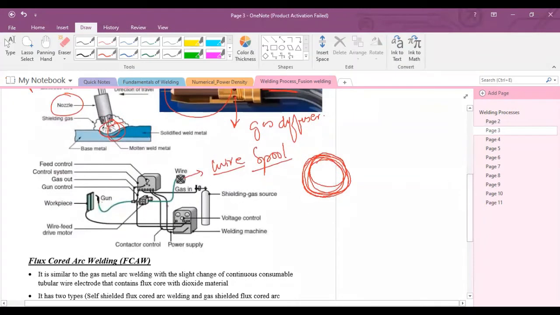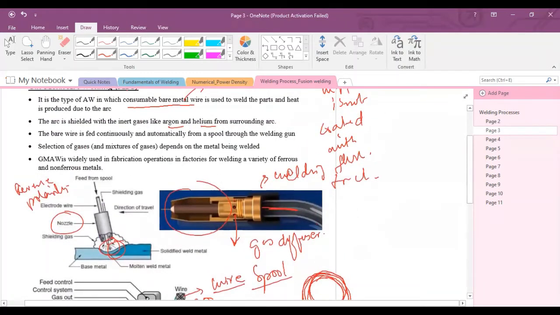This is the source, the shielding gas cylinder. There's a regulator, with which you can regulate the gas flow rate. And this is the power supply. Normally a DC power supply with reverse polarity is used, as I've explained. Due to this polarity, a potential difference is created, and this potential difference is necessary for the arc.